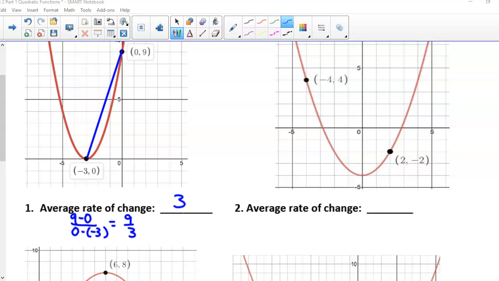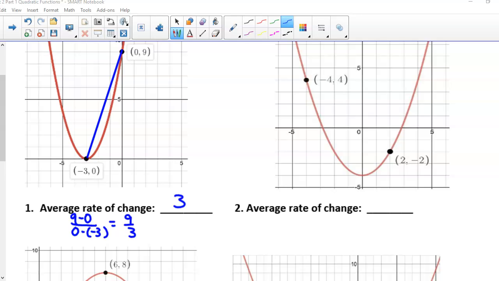Okay, so I drew my line to connect the 2 points, and then I took the difference of the y's over the difference of the x's, and that gives us 9 over 3, which simplifies to 3, so the average rate of change is 3. Notice that our line is going up when we read from left to right, so we do expect it to be a positive number, and that's a pretty steep line, so it should be 3. That does make sense. So we always need to ask ourselves, does our answer make sense?